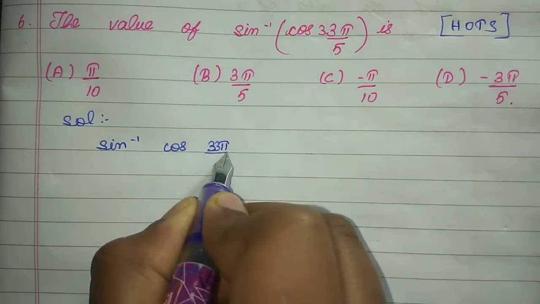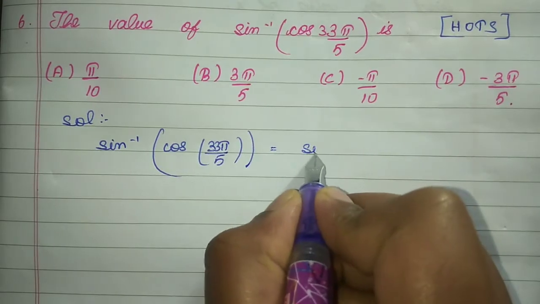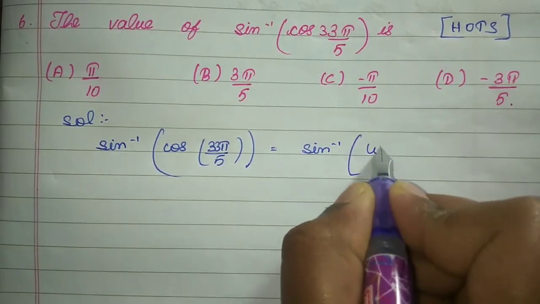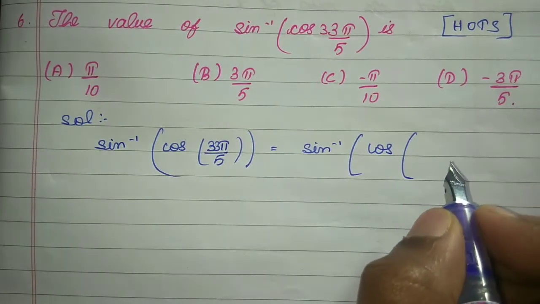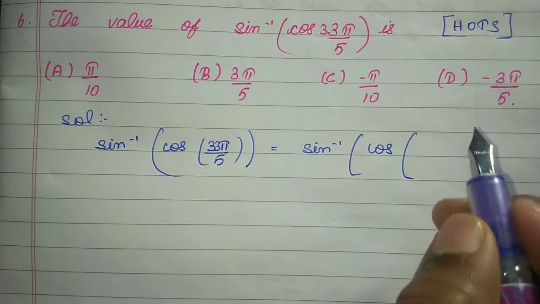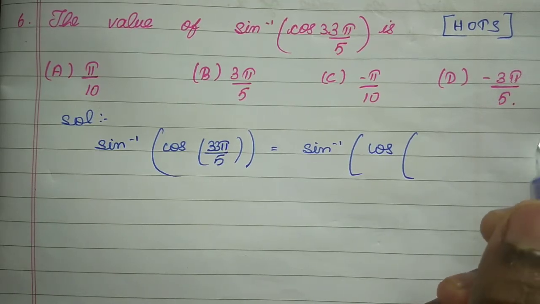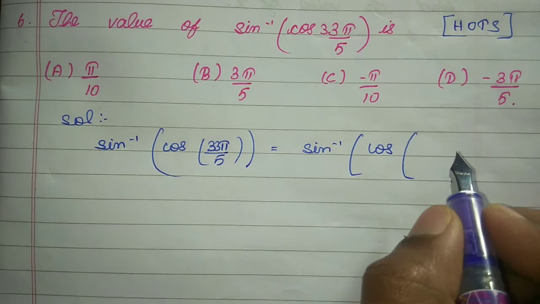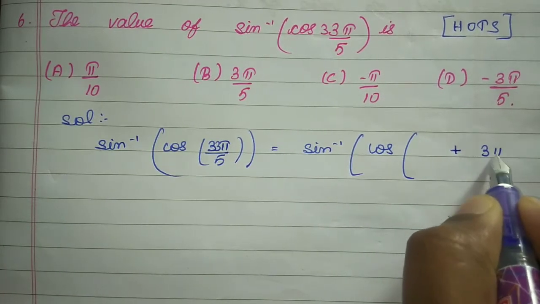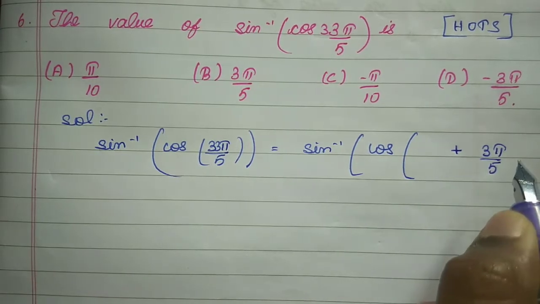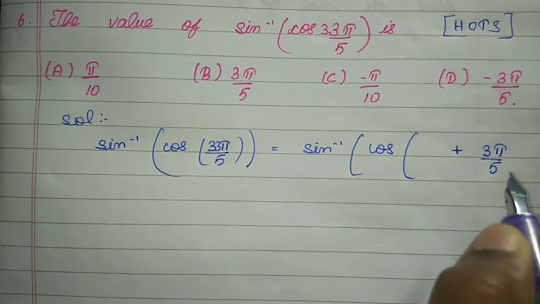So 33 pi by 5 can be rewritten as sine inverse of cos of it. If we just split it as pi plus or minus something, we will get only small numbers, we won't get a bigger number. So we have to think. Let us keep 3 pi by 5 itself, since this is a small value.